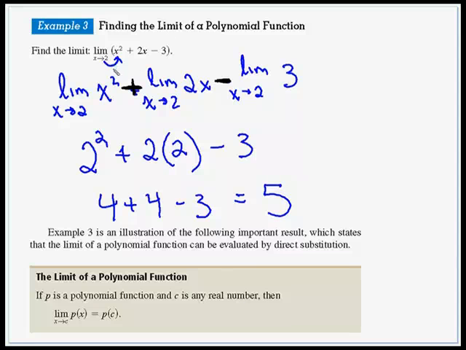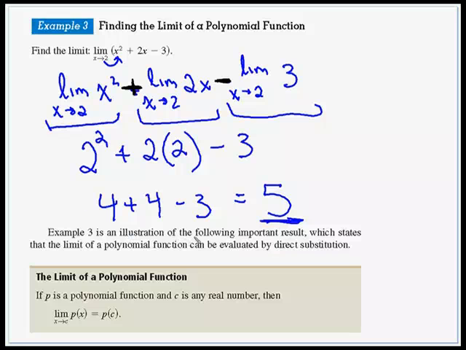And it's exactly the same thing. Breaking this up into pieces was kind of pointless. You'll see, we can just plug that 2 right in from the get-go. 2 squared is 4, plus 2 times 2 is 4. Well, add those up, we get 8. 8 minus 3 is 5.